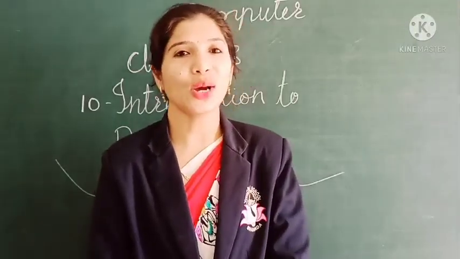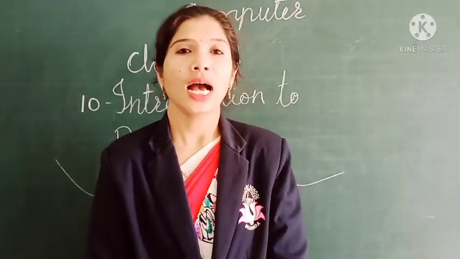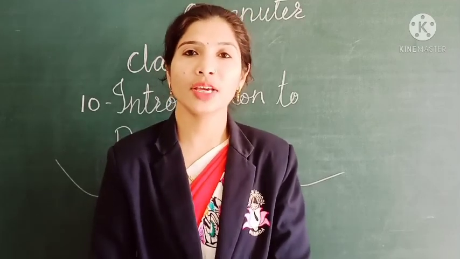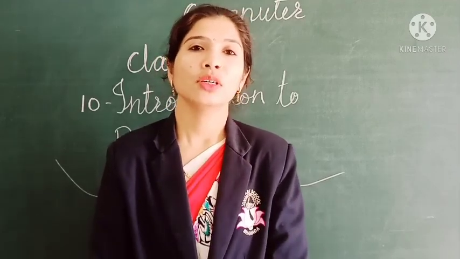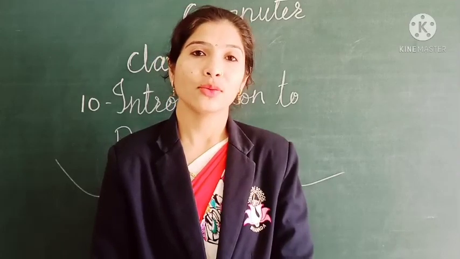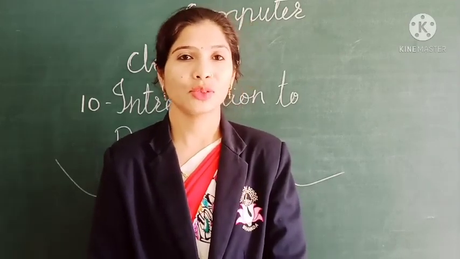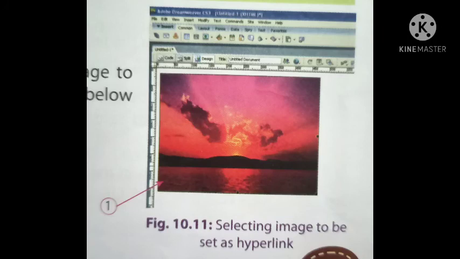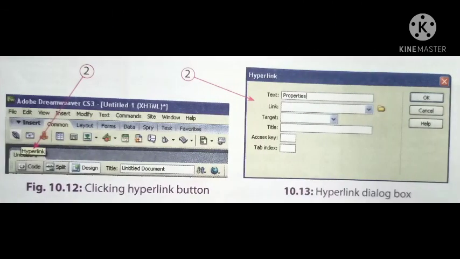Now we are going to see how to create hyperlinks. Hyperlinks allow the user to navigate from one page to another. Now we are going to see some steps on how to create hyperlinks. Let's see. First, select the text or image that is to be set as a hyperlink. Then click the Hyperlink button in the Common category of the Insert menu. You will see the Hyperlink dialog box.